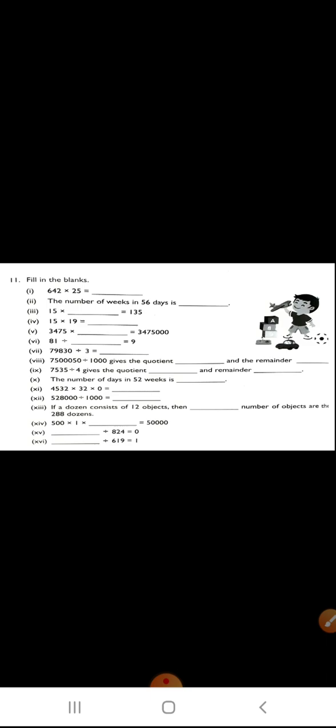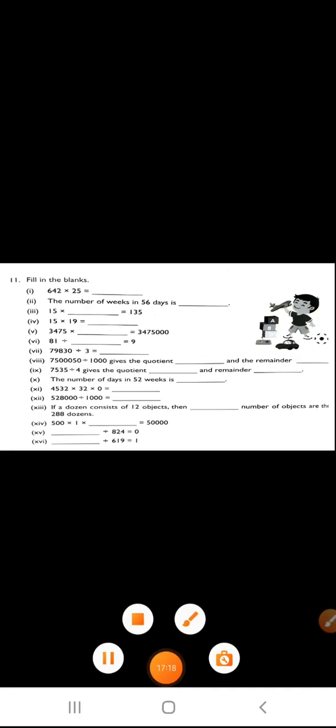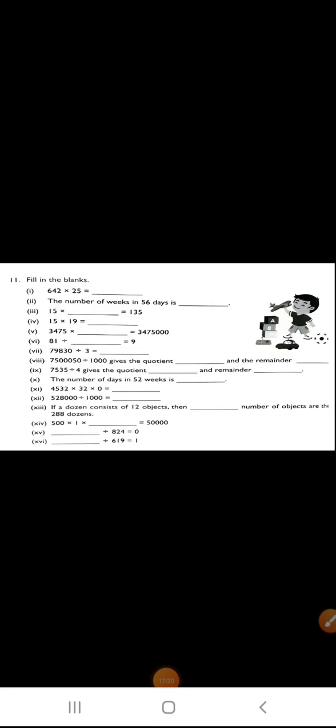Question number 11 is also your homework. It is on page number 86. This is your homework. You have to do these questions and try to do all of them, and we will discuss this later on. Hope all the things are clear to you.